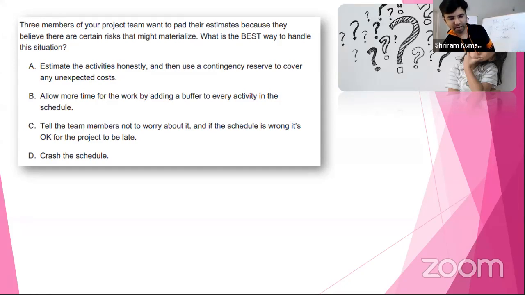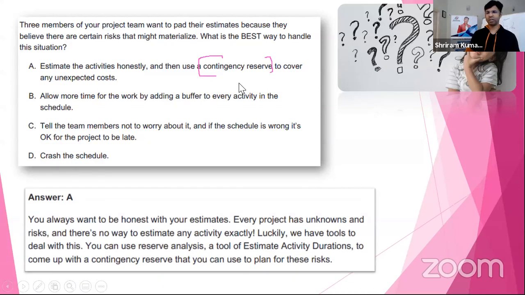So when you say buffering, it is not a good idea to do it as per PMI and then buffer. What is the best way to handle it? Estimate the activities honestly and then use a contingency reserve. If you have listened to the risk management classes, there is something called contingency reserve, where we talk about how much fund and time you are going to allocate for an estimated risk. A risk which is calculated is going to have a contingency reserve. We know that this is going to happen, so we prepare for it.